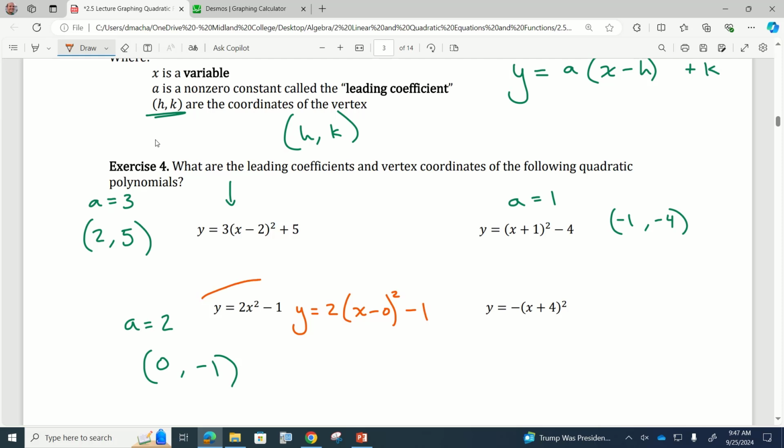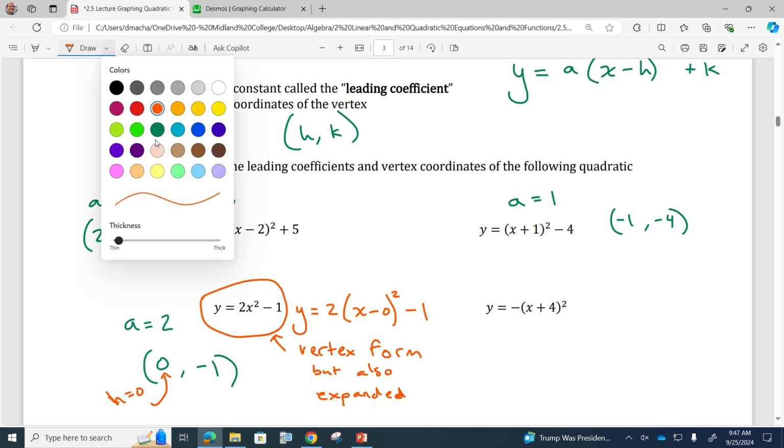You might also notice that this is both the vertex form, but also the expanded form. In other words, this polynomial has a distinct expanded form and factored form, but the vertex form is actually just the same thing as the expanded form. And that's because the x coordinate of the vertex is 0. That's when this happens. Okay.